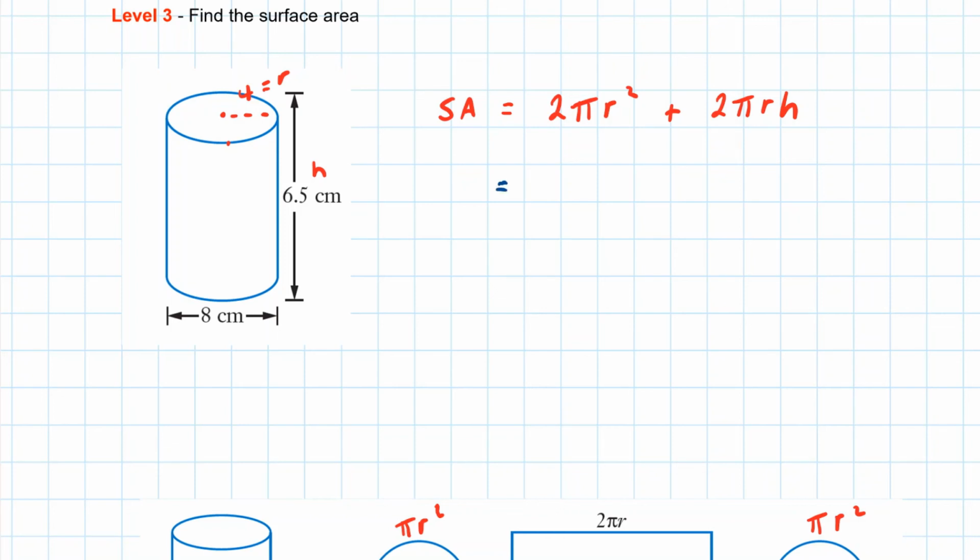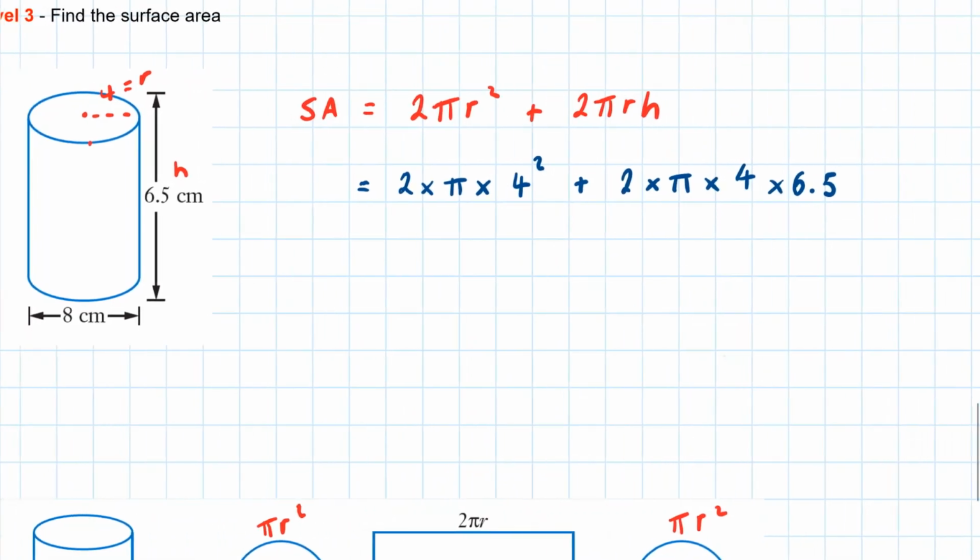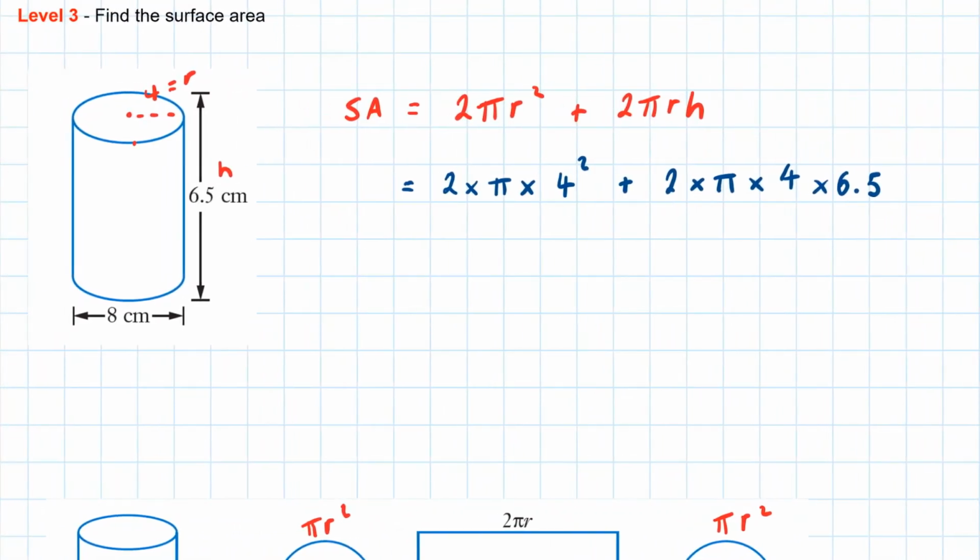Surface area is 2 times pi times radius of 4 squared, plus 2 times pi times radius of 4 again, times a height of 6.5. Now we're just going to put that through the calculator.